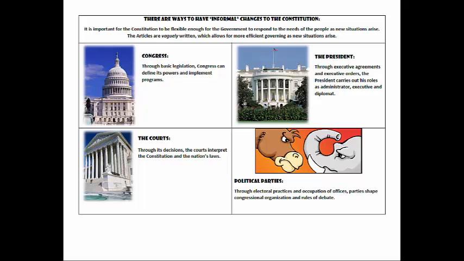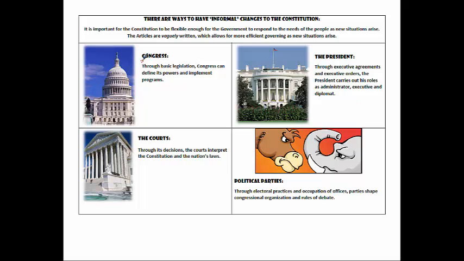And when we say informal, these are simply adaptations of the U.S. Constitution to how the government needs to work to meet the needs of the people. It is important that the United States Constitution be flexible enough for the government to respond to the needs of the people as situations arise. The articles are vaguely written, which allows for more efficient governing as new situations arise.